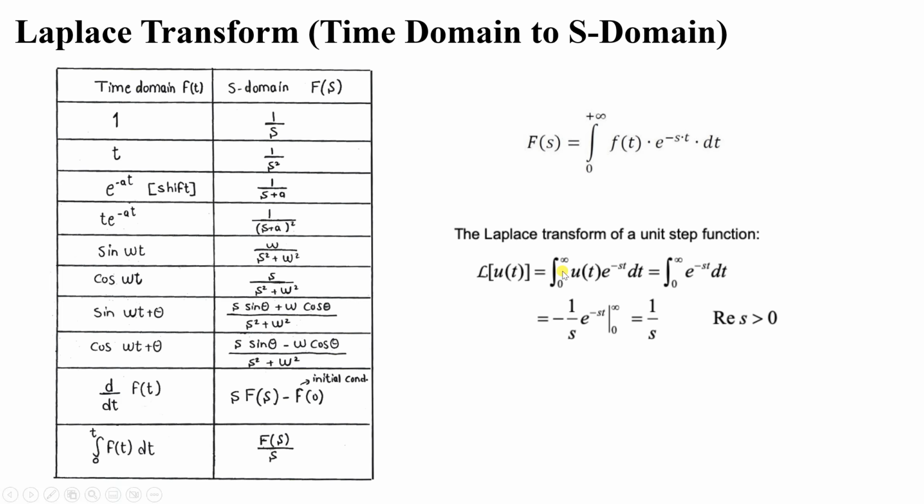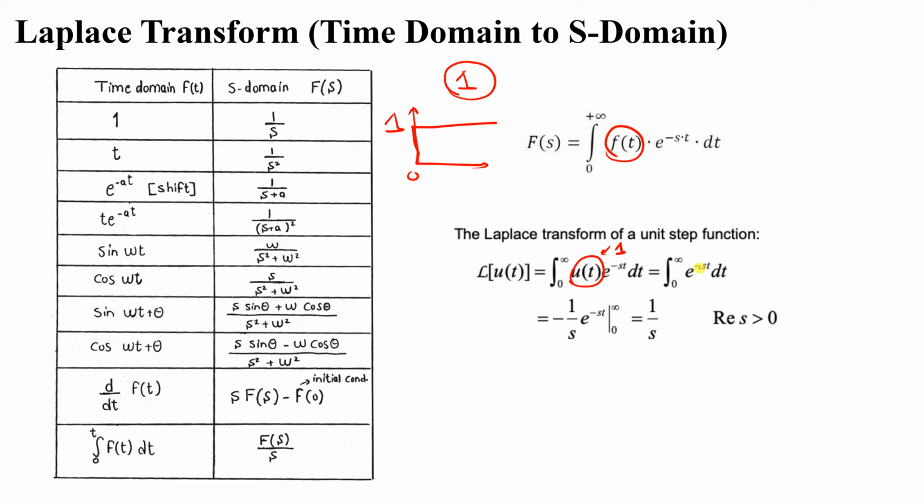Now for example, if you have a unit step input, which means 1 unit step input, it goes from 0 to 1 like this. That is a unit step input. This one is represented by a function of 1. So u(t), which is f(t) here, is equal to 1. So the integration from 0 to infinity of e to the power negative st dt.